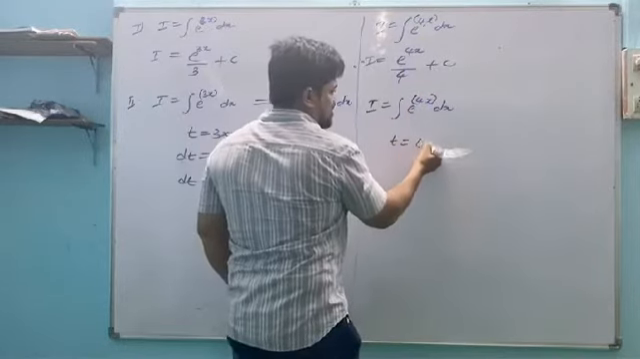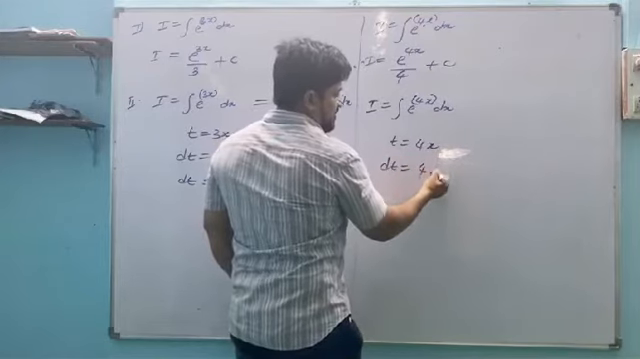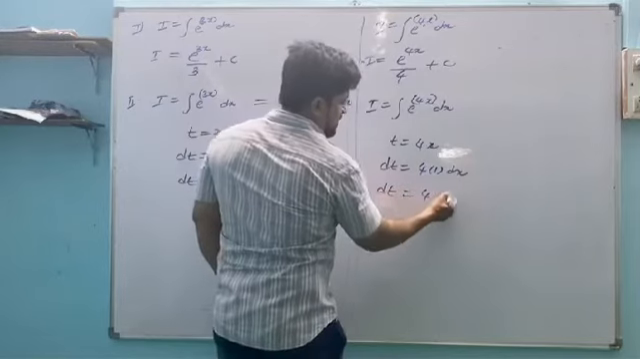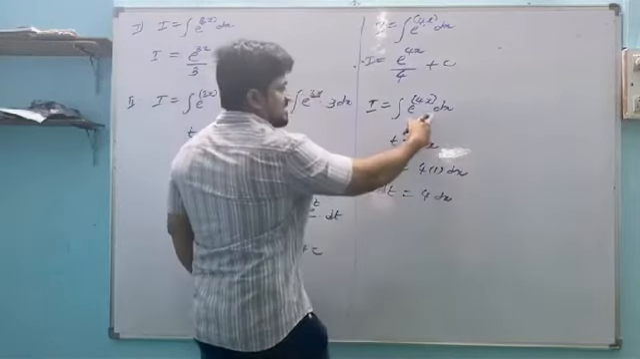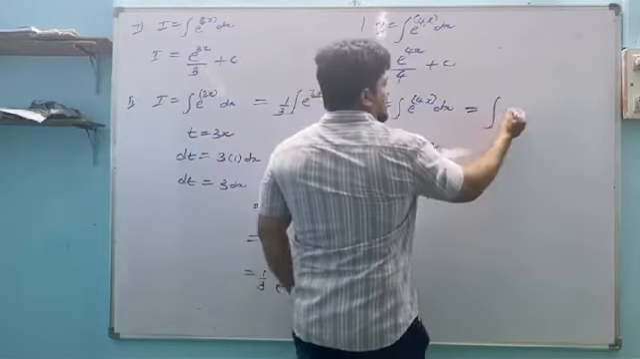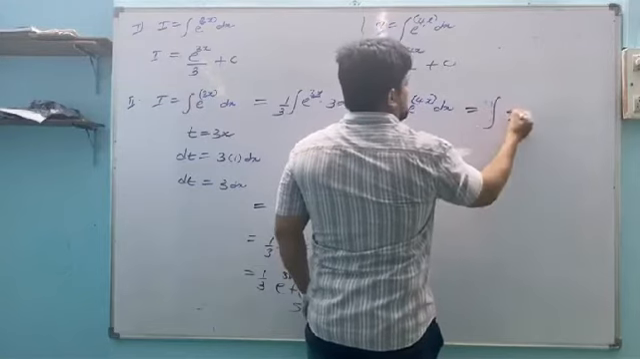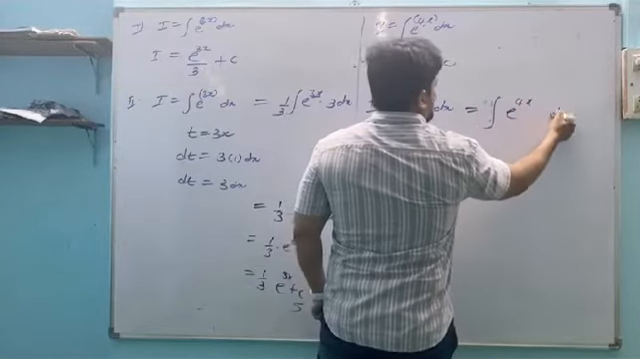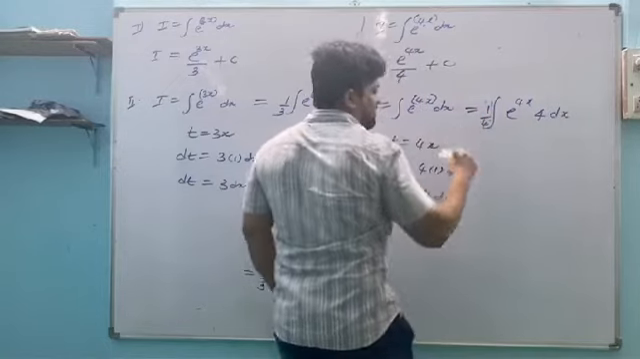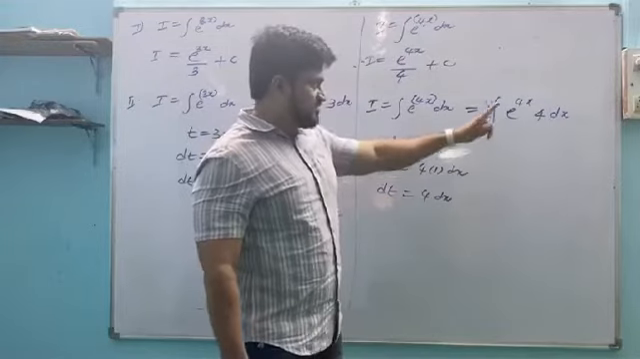t equals 4x. dt equals 4 into the derivative of x, which is 1, dx. dt equals 4 dx. 4 dx is not there. So what will we do? First we write e power 4x. Instead of dx we leave some space, and multiply and divide by 4. 4 by 4 we have to take because we need 4 dx.